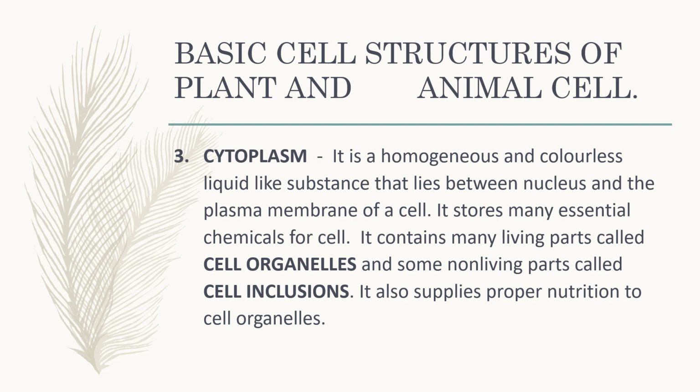Now, the third basic common structure which is found in the animal cell and the plant cell is cytoplasm. What is cytoplasm? Cytoplasm is a homogeneous and colorless liquid-like substance that lies between the nucleus and the plasma membrane of a cell. It stores many essential chemicals for the cell. It contains many living parts which are called cell organelles and some non-living parts called cell inclusions. It also supplies proper nutrition to the cell organelles.